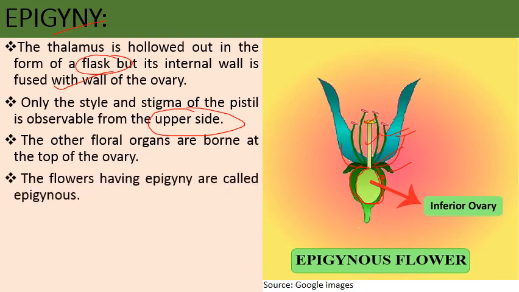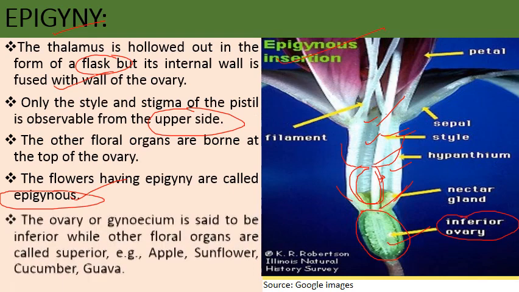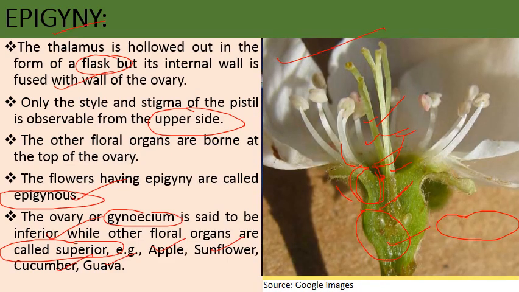सिर्फ style और जो stigma है वही हमें upper side से दिखते हैं. The other floral organs are born at the top of ovary, और जो other floral parts like sepals, petals and stamens वो ovary के tip से arise होते हैं. The flower having epigyny are called epigynous flower, and condition of ovary is inferior ovary that we can see in this photograph. इसमें जो floral organs हैं वो ovary के tip से arise होते हैं, that is petal, sepal और stamens, और इस तरह के flower को कहते हैं epigynous flower. The ovary or the gynoecium is said to be inferior while other floral organs are called superior, and this type of flower is found in case of apple, sunflower, cucumber, guava.